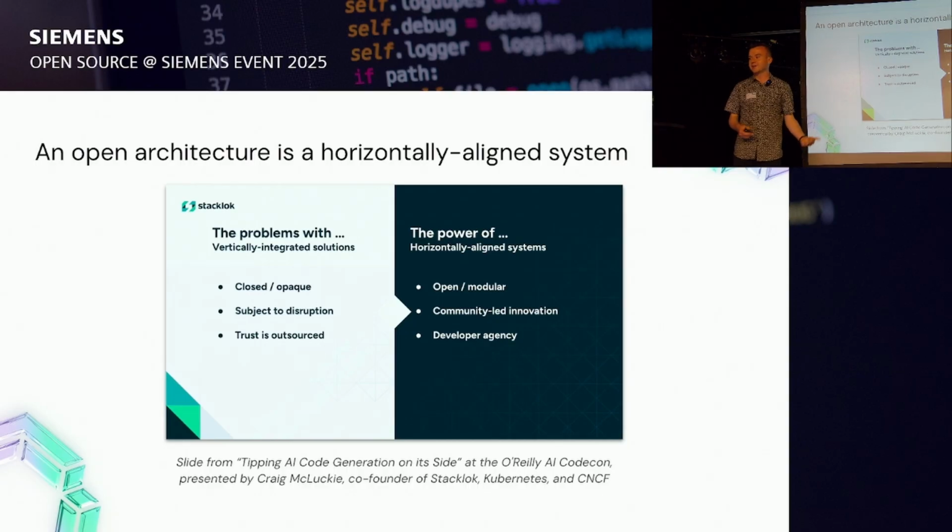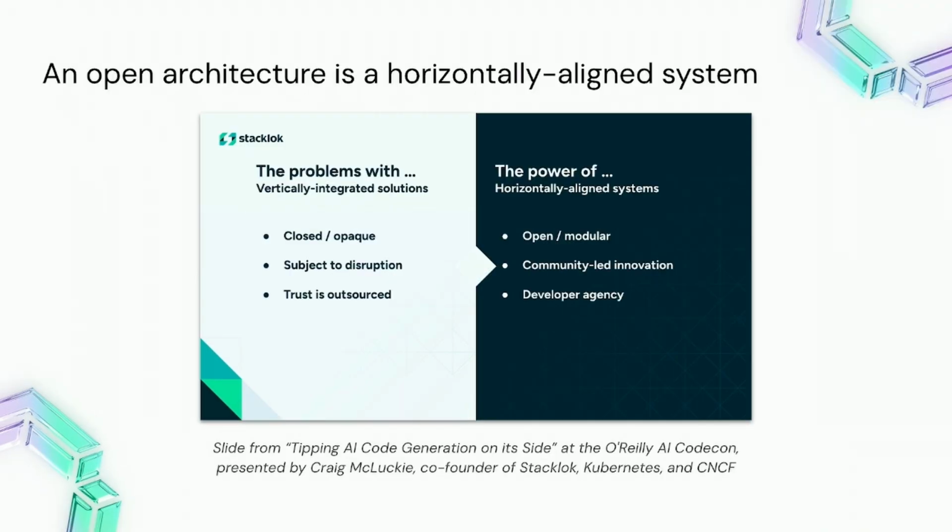They're subject to disruption. That's why you're seeing a new tool come out that becomes the hot one that everyone is excited about. And you're very much outsourcing your trust, right? Because your data is going to them. You don't know what models they're really using, a lot of those things.